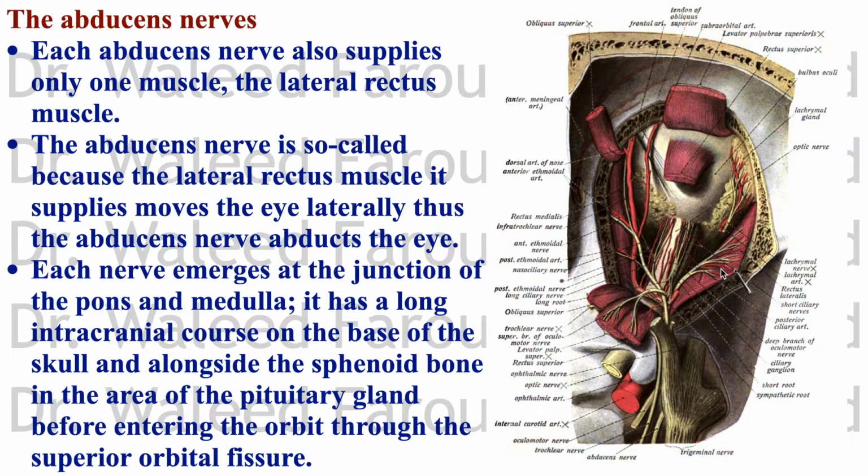Each nerve emerges at the junction of the pons and medulla, and has a long intracranial course on the base of the skull and alongside the sphenoid bone, passing in the area of the pituitary gland before entering the orbit through the superior orbital fissure. This is the course of the abducens nerve.